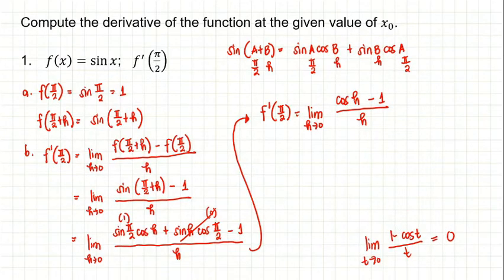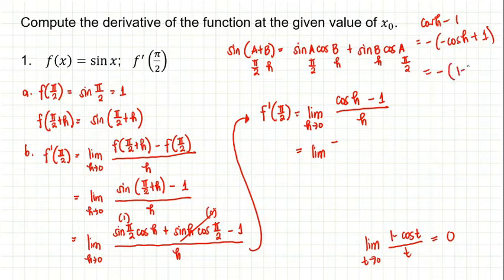And take note, if I'm going to factor out negative 1 from the numerator, I will get the limit of, so factor out natin yung negative. So from cosine h minus 1, factor out natin si negative 1, this will become negative cosine h, right? And negative 1 will become positive 1. And that is just equal to rearranging negative of 1 minus cosine h, right? So therefore, this one will become negative of 1 minus cosine h, which is the same with this one, all over h as h approaches 0.